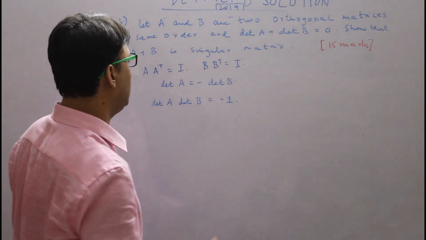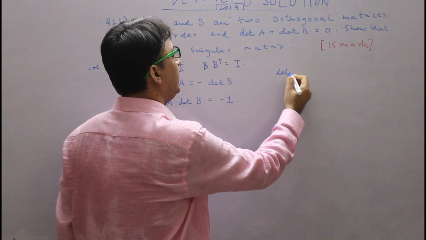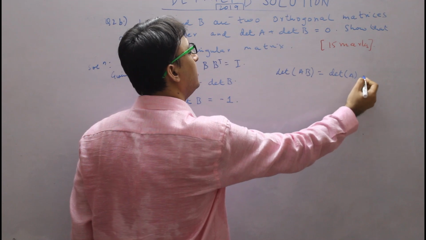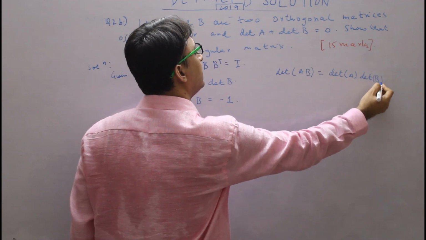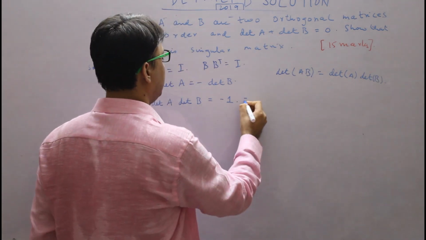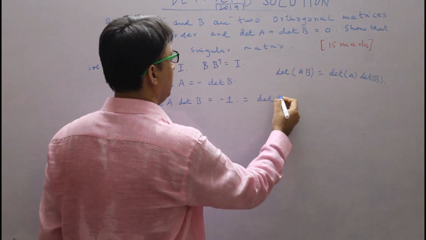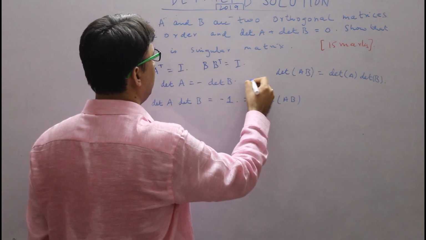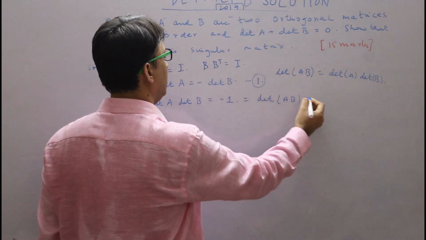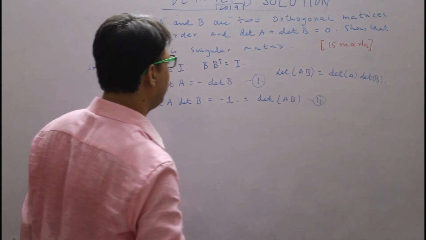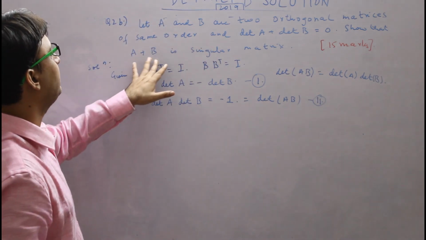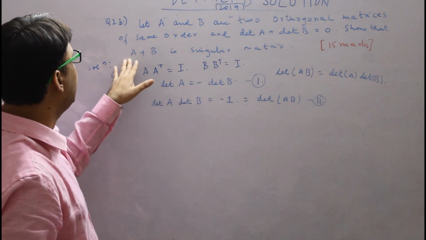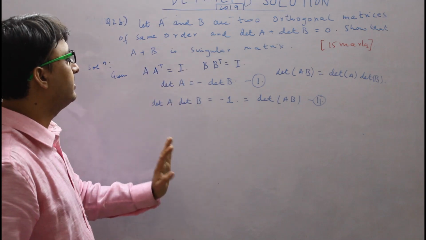Now we know this property that det AB is equal to det A into det B. So we can write this as det AB. This is point number 1, equation 1, equation 2. And we have to prove that A plus B is a singular matrix. That means if we are able to show that the determinant of A plus B is equal to 0, then our work is done.